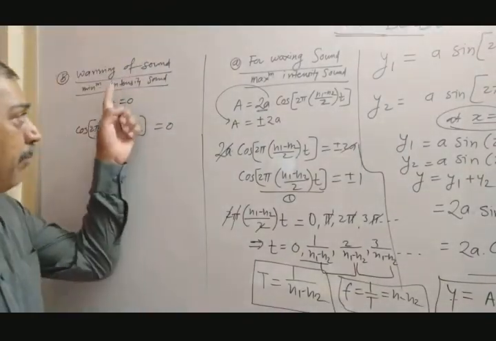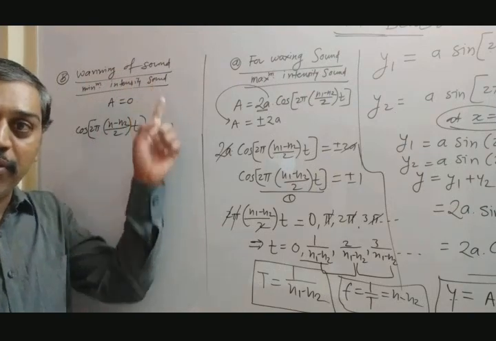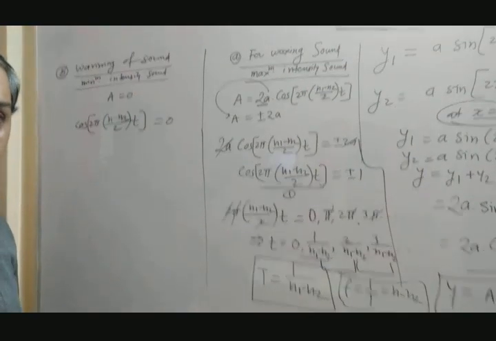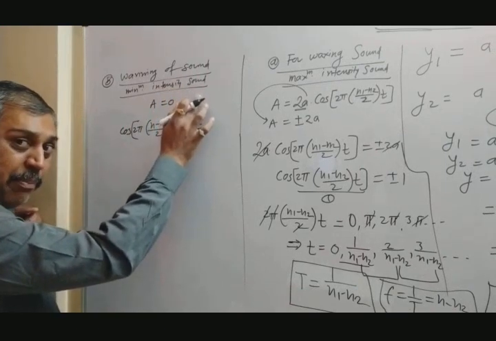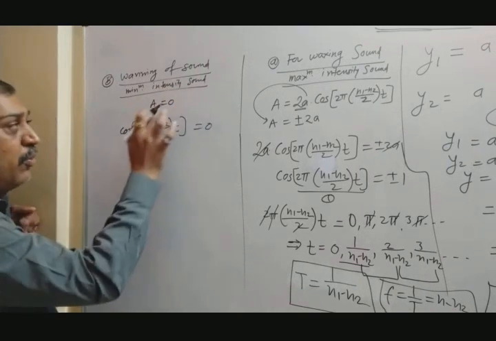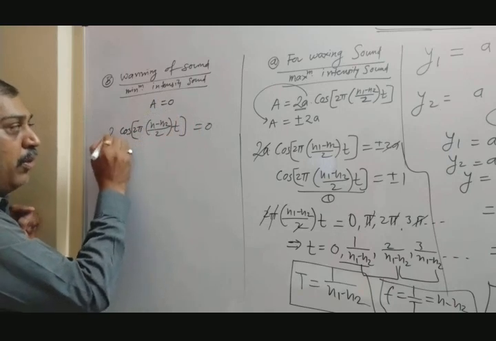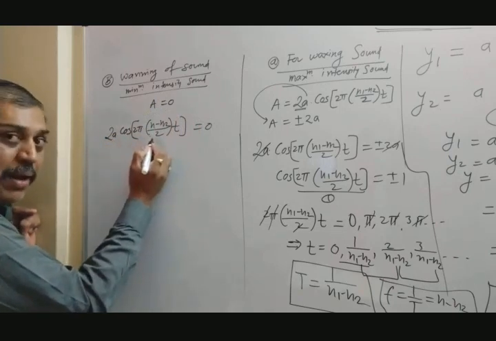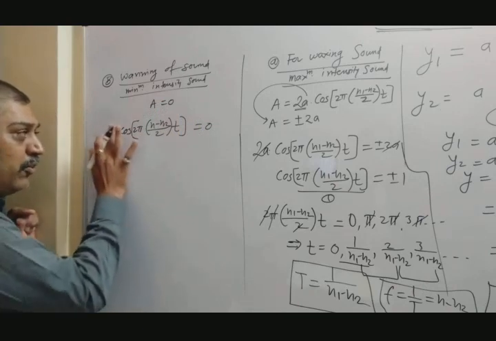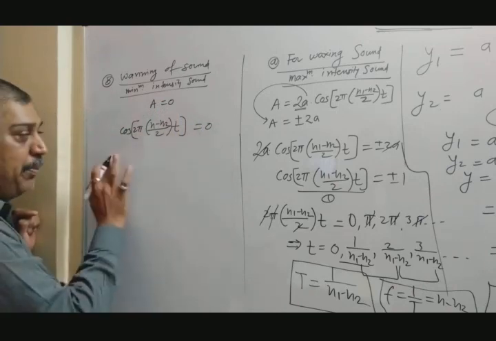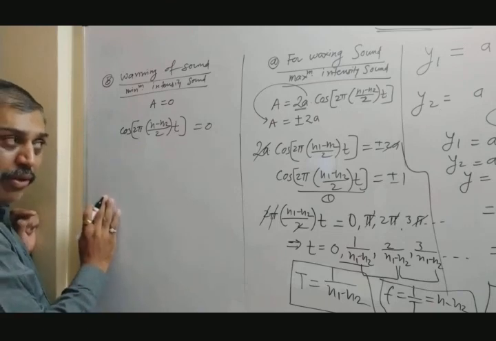In the second part, the intensity should be minimum. That is the waning of sound, where the intensity of sound must be minimum. Intensity minimum means amplitude is 0, so A equals 0. But we know A is twice a cos 2π(n1 − n2)t, and twice a can never be 0. So the cosine of this must be 0.